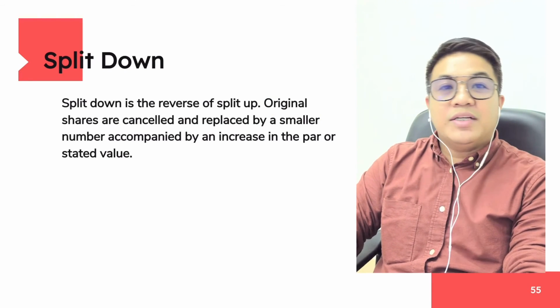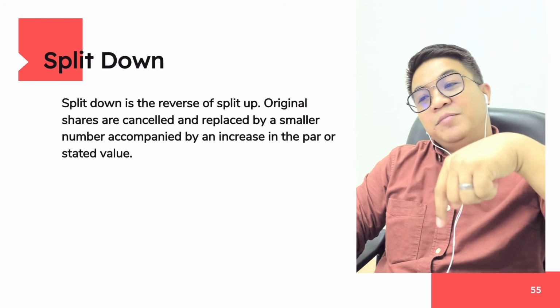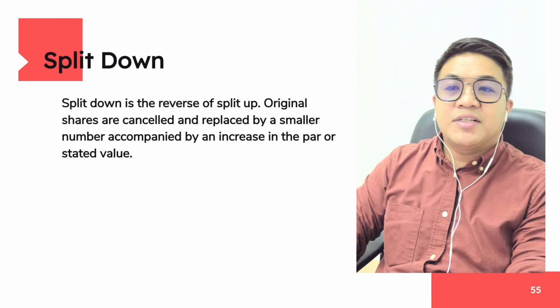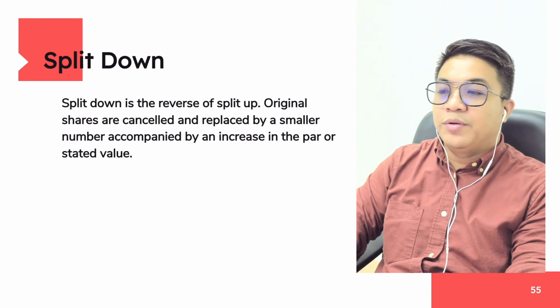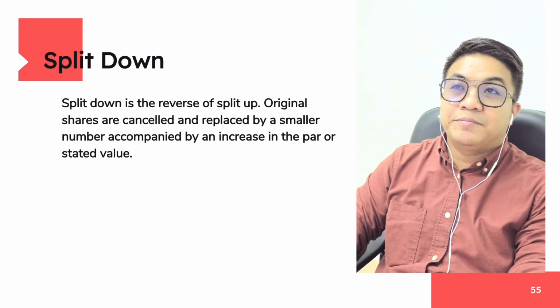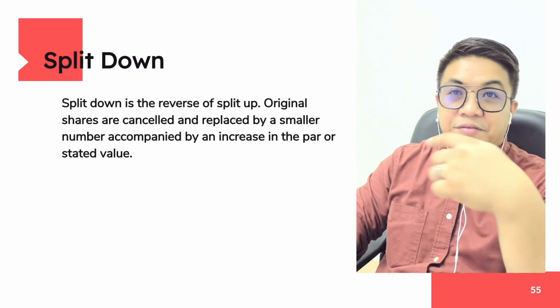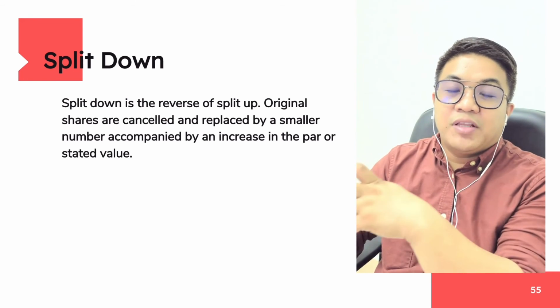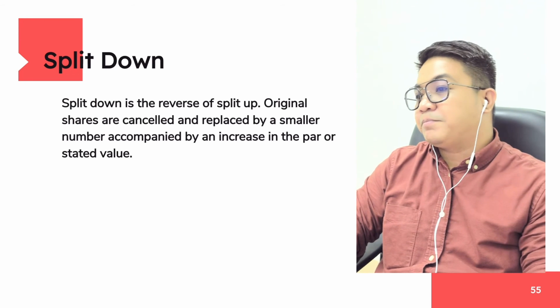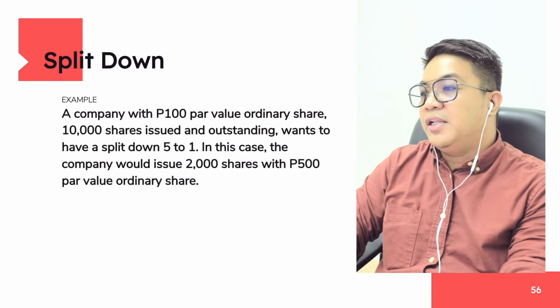So, next, after the split up, ibig sabihin may split down. Split down, reverse lang siya ng split up. So, kung ano yung nakalagay doon sa split up kanina, so from 10,000 naging 50,000. Opposite niya lang yun. From 50,000 naging 10,000. Yung 20 pesos naging 100. Okay? Yan lang yung ibig sabihin niya.